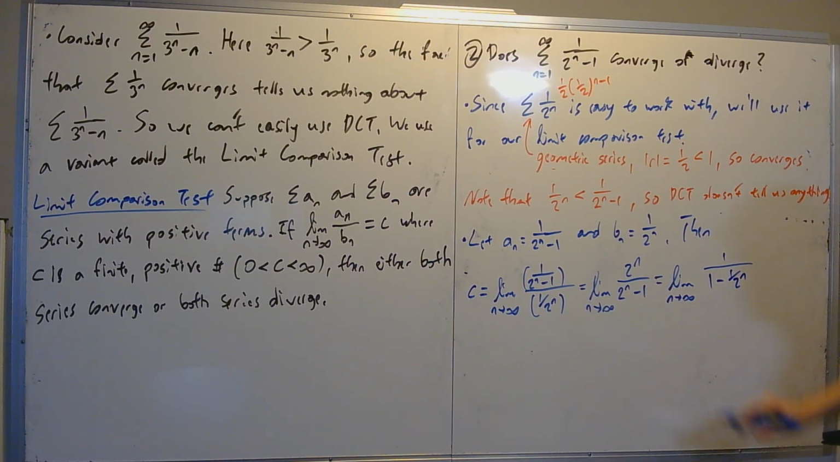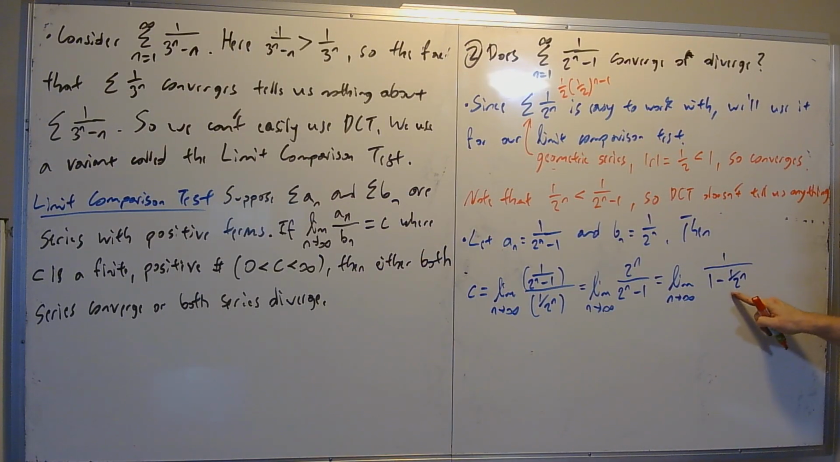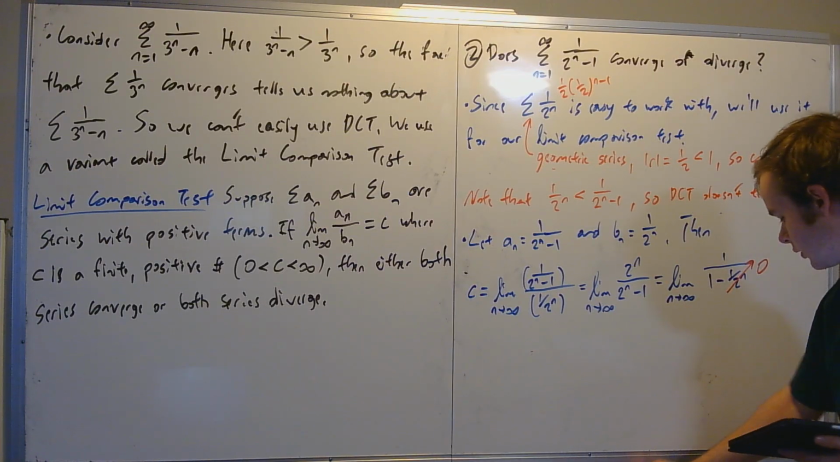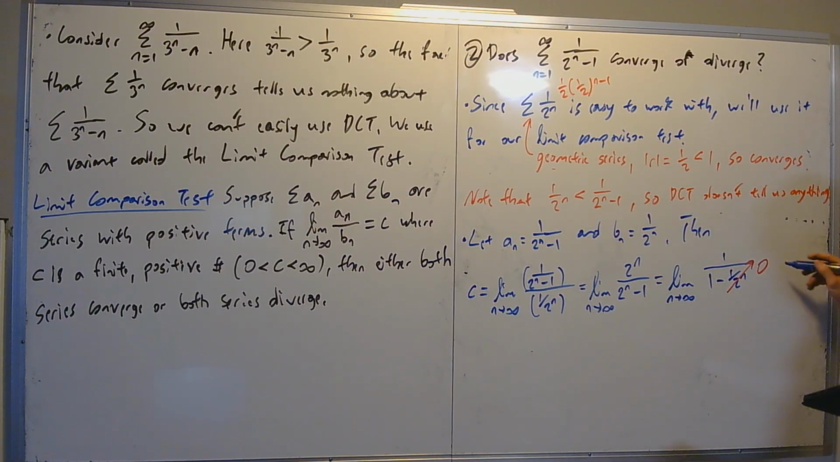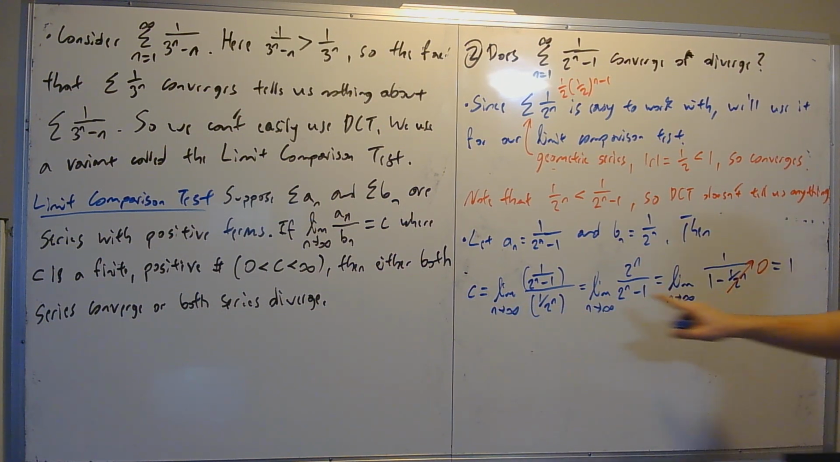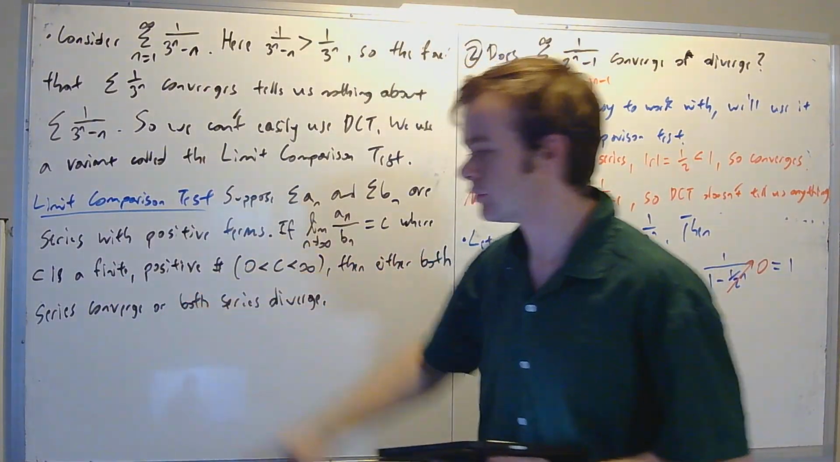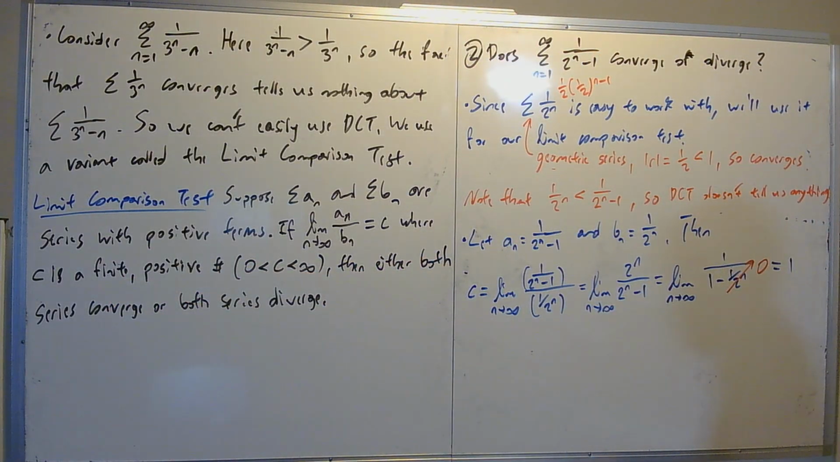And n is going towards infinity. So if n is going towards infinity, what is this fraction going towards? Well, this is going towards 0, because you're dividing by a really big number. So this limit, since this is going away, is going to be equal to 1. So c is actually equal to 1, and here we just needed to check that c was a finite positive number. And it turns out that it is.